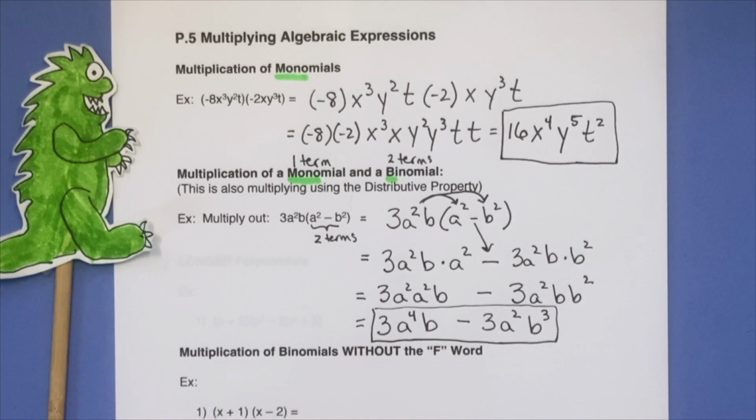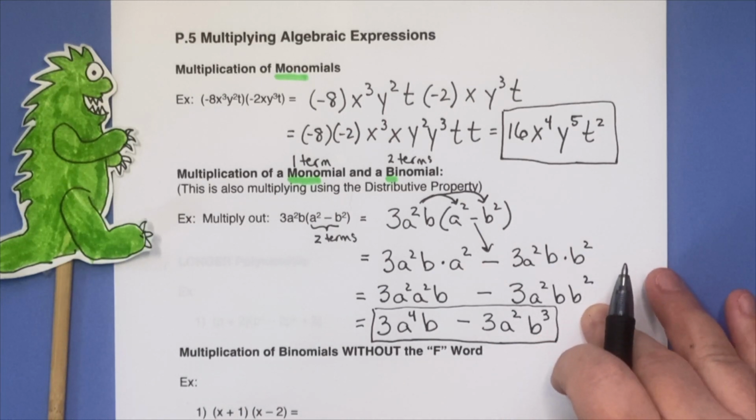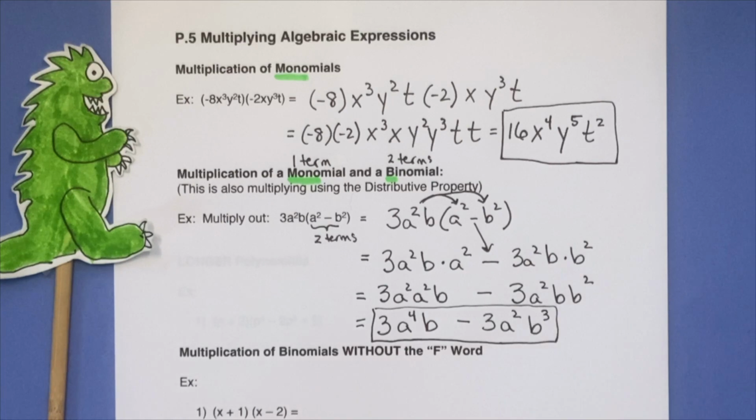Okay. So these two are the ones that we use to practice to get into this. Here we're going to multiply binomials. So again, two terms without the F word. You may or may not have learned the F word in the past. We're not going to use that right now. We're going to talk about the basic technique, bare bones, back to basics, the completely analog way to multiply out.